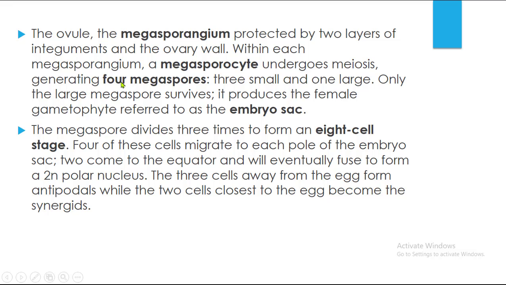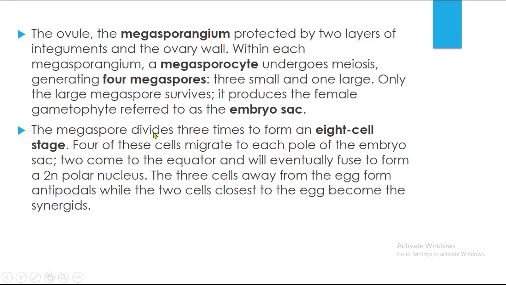They undergo meiosis to produce 4 megaspores, 3 small and 1 large. One large megaspore actually survives and it produces the female gametophyte, referred to as the embryo sac. The female gametophyte is named the embryo sac. The megasporocytes, the spore mother cells, give rise to 4 megaspores. Out of them, one is large and dominant, the surviving megaspore. It gives rise to the female gametophyte, that is the embryo sac.